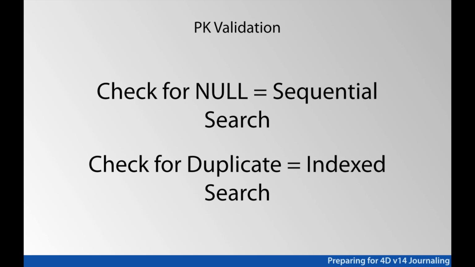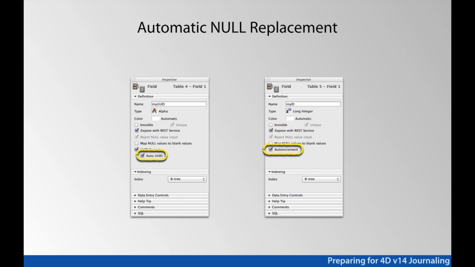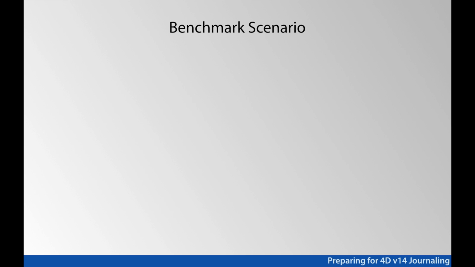So I just said I wanted to explain one other little thing about the automatic null replacement. For your primary key fields, if you choose auto UUID or auto increment, and then you open that data file, and 4D is going through and it's validating the primary keys, when it encounters a null, it'll actually replace the value for you. So it's very convenient if you're using auto-generated primary keys, because 4D will manage all that data for you. So that's really cool, actually, I think. Okay, so I said this is going to take some time.